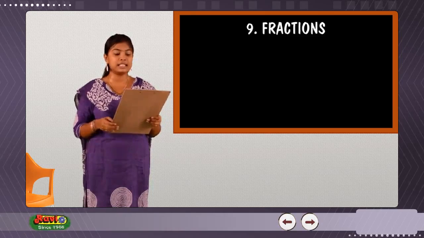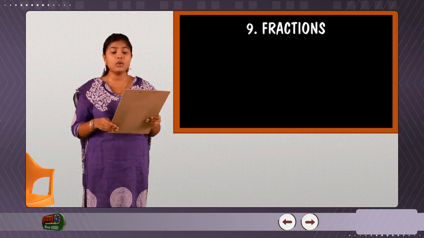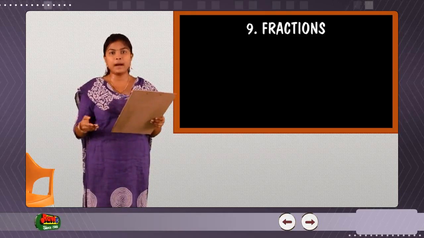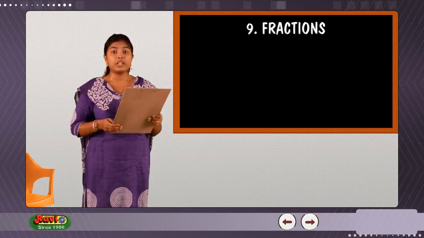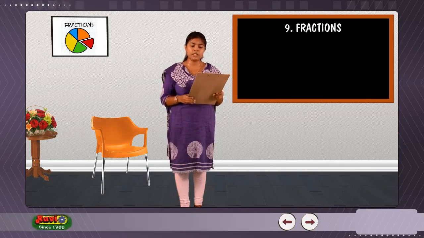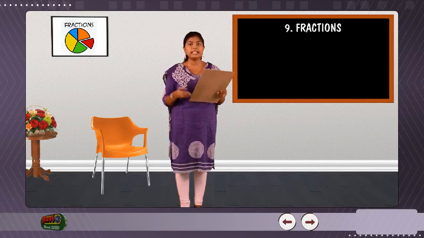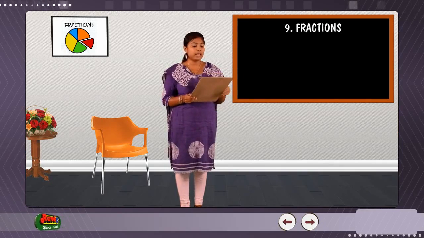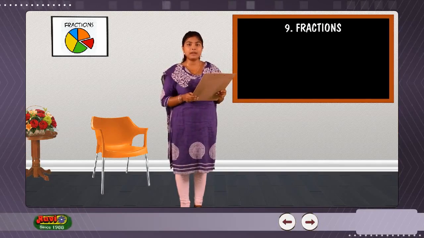Comparing fractions with the same denominator only requires comparing the numerators. If two positive fractions have the same numerator, then the fraction with the smaller denominator is the larger number. In this chapter, you will learn about fractions.